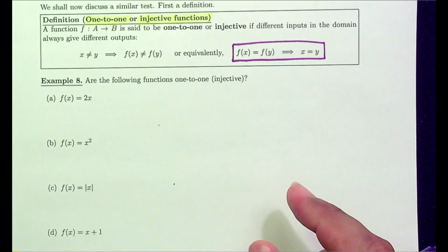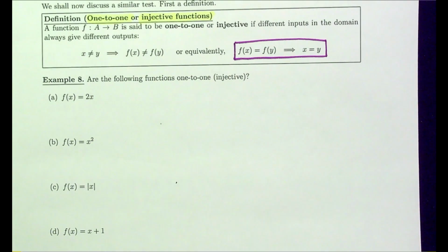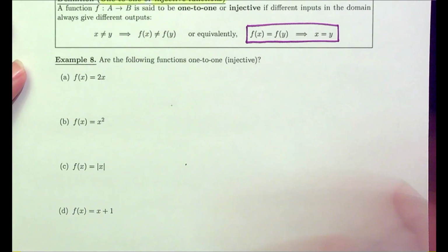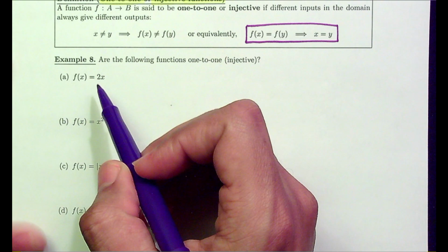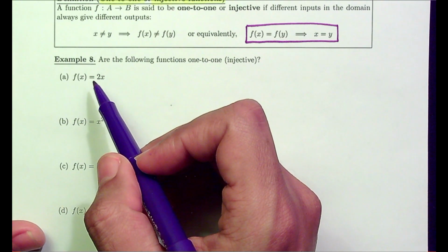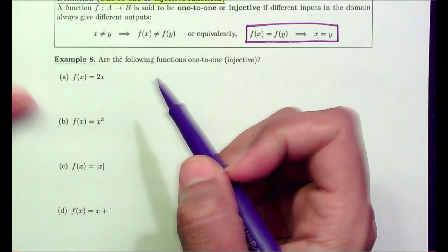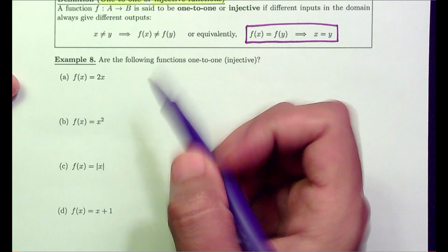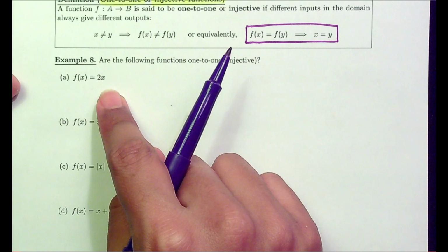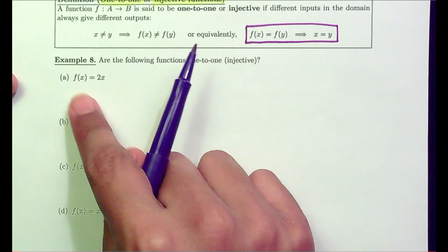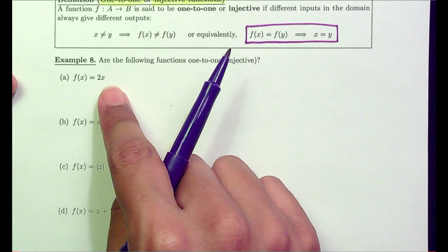So we're gonna do a couple of examples. We're not gonna spend too much time on this, but you should see just a few. Okay, so starting with this one: f of x equals 2x. Is this injective? Well, is it true that when you start with two different numbers and plug them in, you get two different outputs?